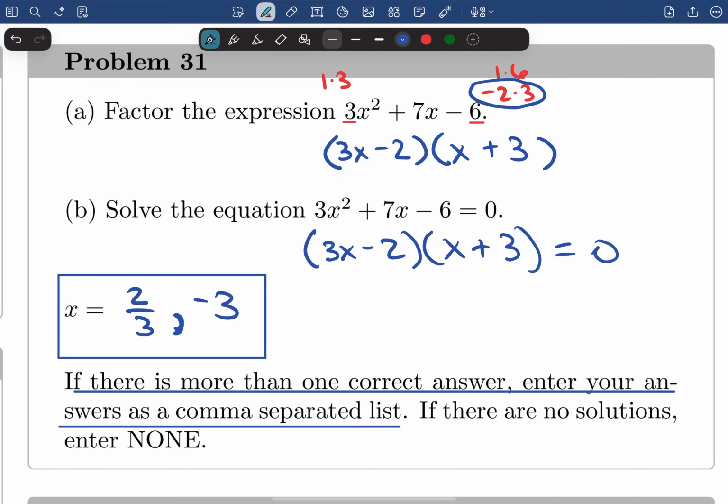I separated my answers with a comma. That's what it wants. Great. Hey, why does this work? You know why. Because if I took 3x minus 2 and set it equal to 0 and solved for x, then I'd get 3x equals 2, and I divide by 3, so x equals 2/3. And if I took x plus 3 and set it equal to 0 and solved for x, then I'd get x equals -3, right? So that's why these are the two solutions.